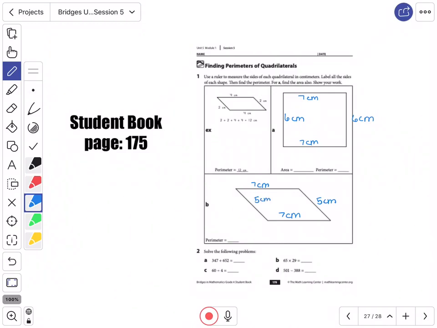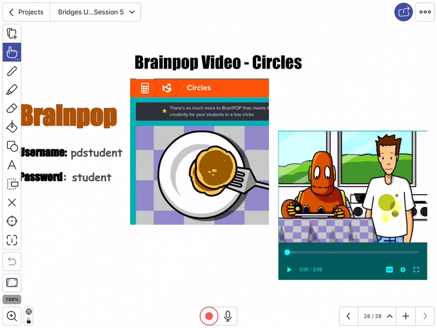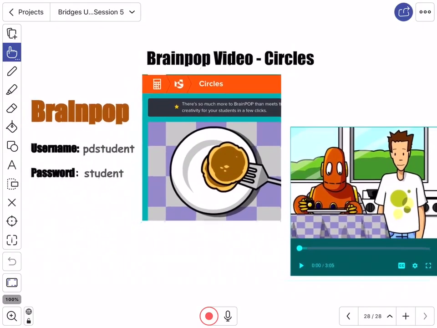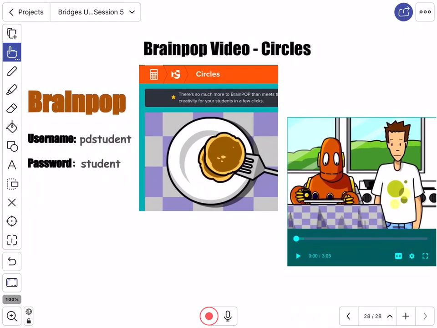Down here, we have 7 centimeters. This is 5 centimeters. This is 7 centimeters as well. And this is also 5 centimeters. So you are going to fill in the rest of those and the bottom, okay?